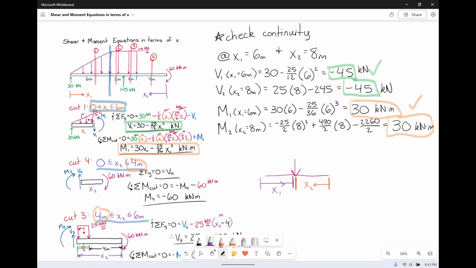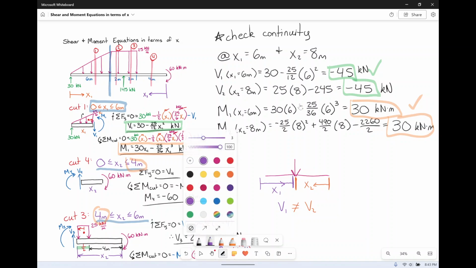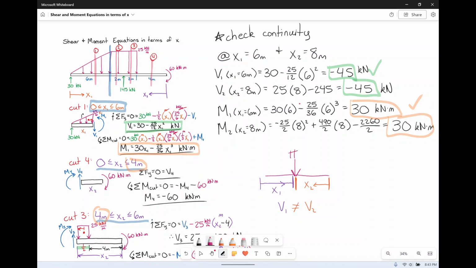So what's going to happen in this case is you're going to have one value for shear and a different value for shear, and they're not going to be the same, and they're going to be off by exactly this number. If they're not off by exactly that number, then you screwed up. Your moments, however, in this case would be exactly the same.